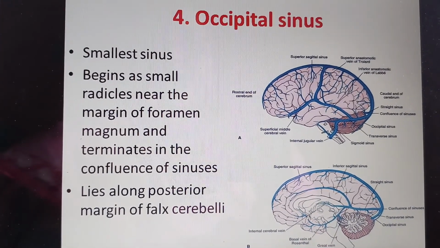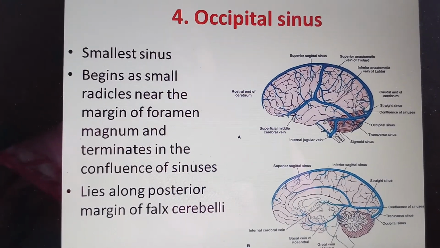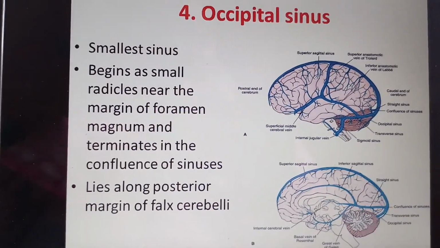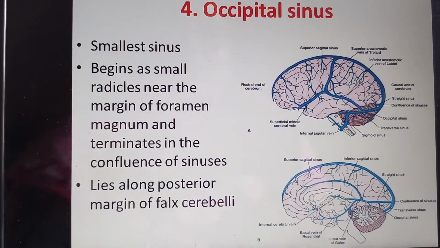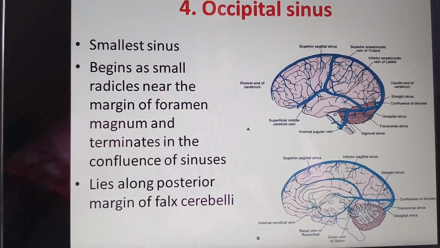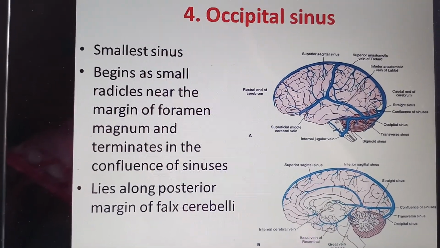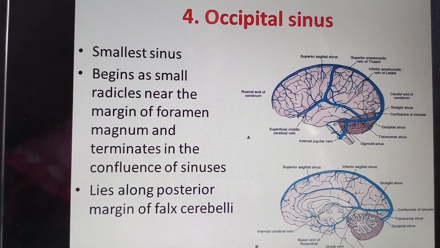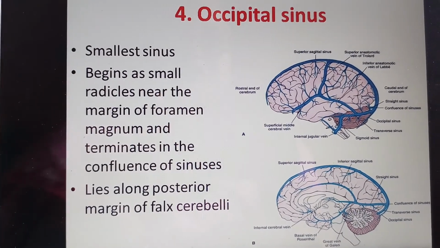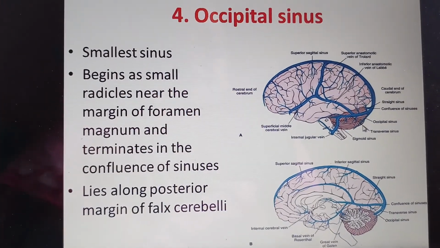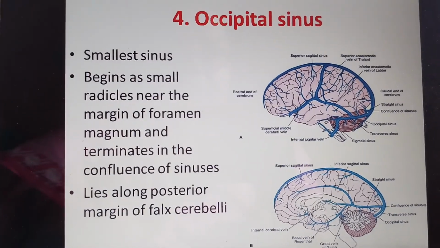Next we come to the occipital sinus. It is the smallest of all the intracranial dural venous sinuses, and it begins as small radicles near the margin of the foramen magnum, and it drains into the confluence of the sinuses. It lies along the posterior margin of the falx cerebri. So here, see, this is the occipital sinus.